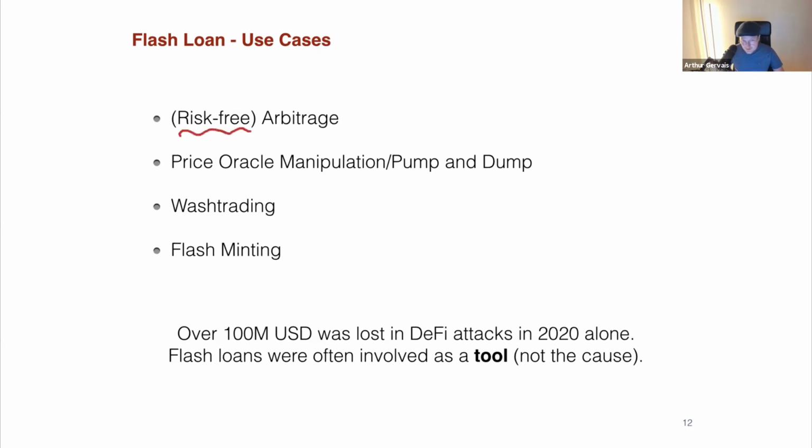There's obviously always a risk in trading, but it's kind of risk-free because you can add a condition to your arbitrage that if one of the swaps is not successful, then the entire transaction fails. So if you don't get the price that you anticipated to get, because maybe you were front run or the price changed intermittently, then this arbitrage transaction can fail gracefully.